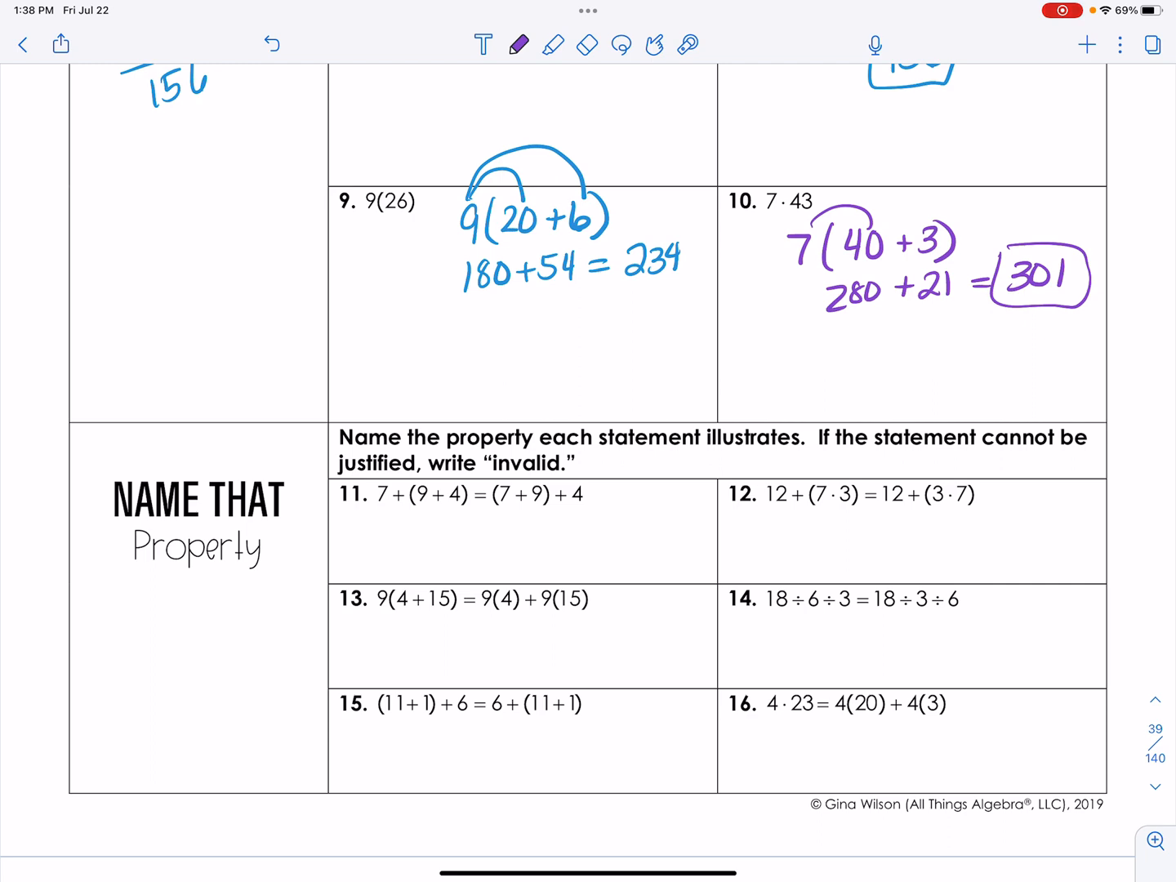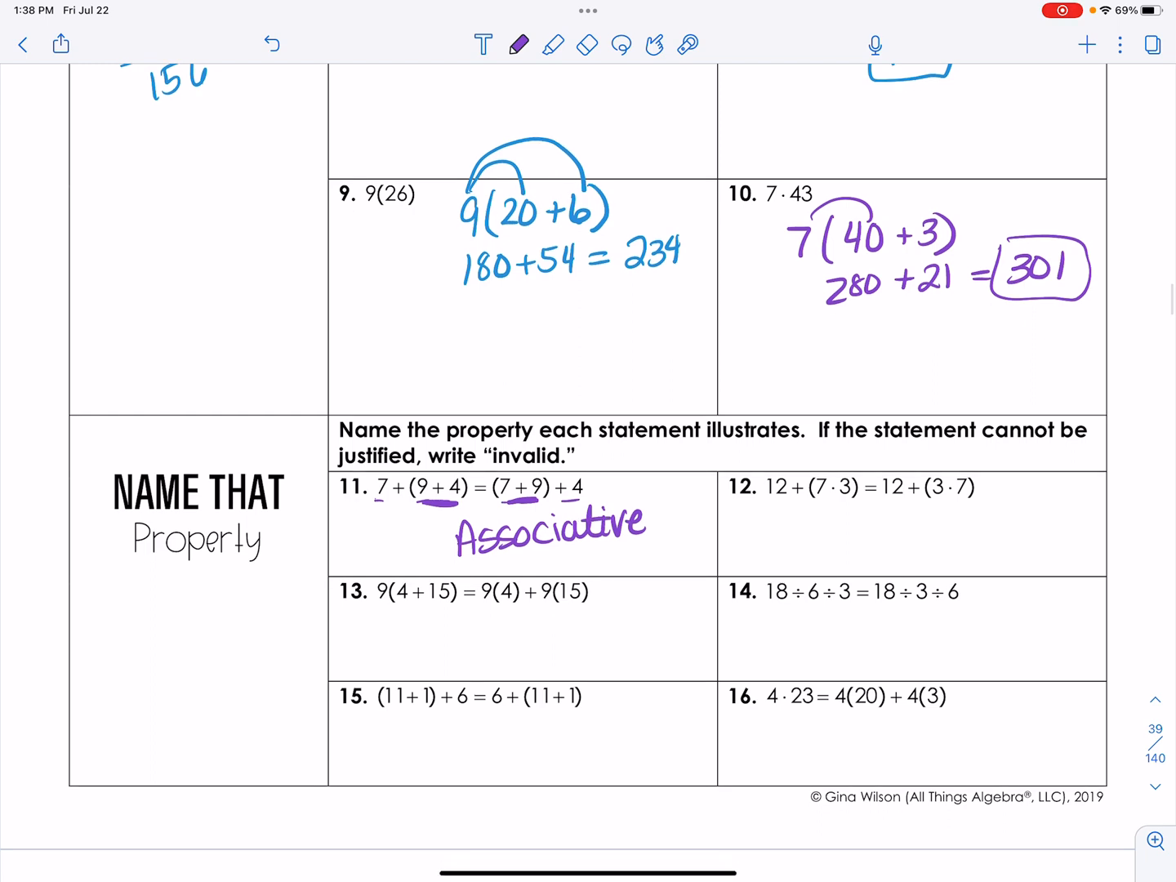On the first one, number 11, if I figure out what it is, this one is 794, this is 794. So I didn't change the order, but I changed what's inside the parentheses. I moved the parentheses. So if you move the parentheses, it's associative. And then they make you say property of addition, but I am not so worried about that as long as you know associative.